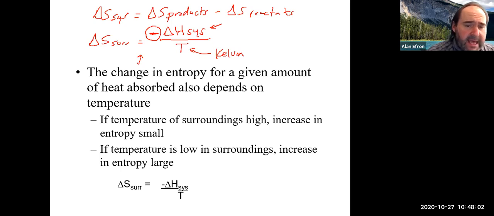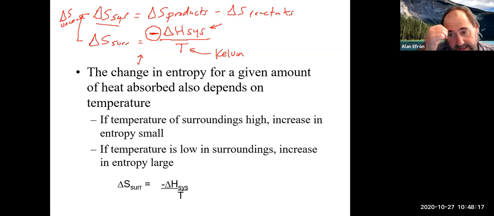And now we know how to calculate both things that we need, because if you put these together and you add them, that is your delta S of the universe. So to calculate the system, go to the tables, products minus reactants. To calculate the surroundings, you take negative delta H divided by the temperature in Kelvin, and you add both of those together. At that point, once you calculate the delta S of the universe, you can then determine whether or not this reaction would be spontaneous. Any questions on that?